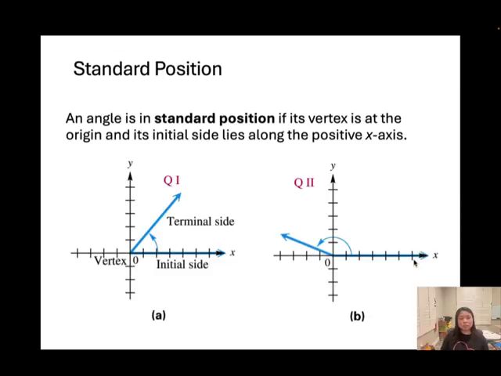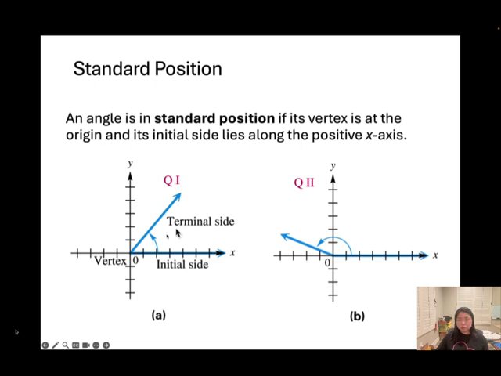Okay, standard position. An angle is in standard position if its vertex is at the origin. Okay, the vertex, the corner here, is going to be the origin. And its initial side lies along the positive x-axis. Positive x-axis means here. Okay, we call this the standard position. And the angle going counterclockwise is going to be a positive angle.